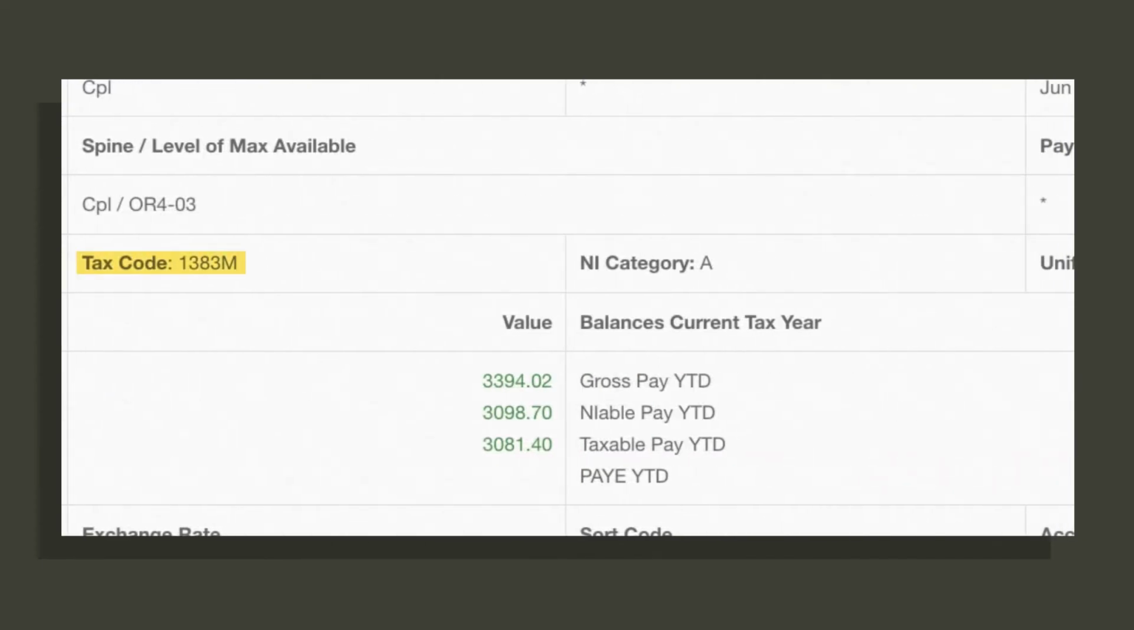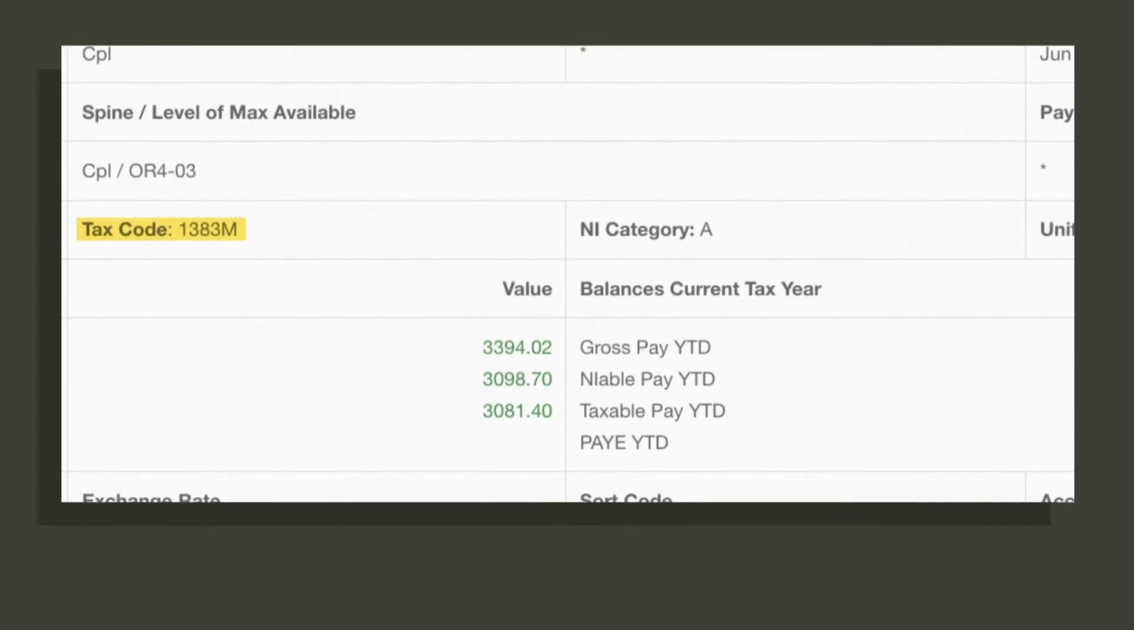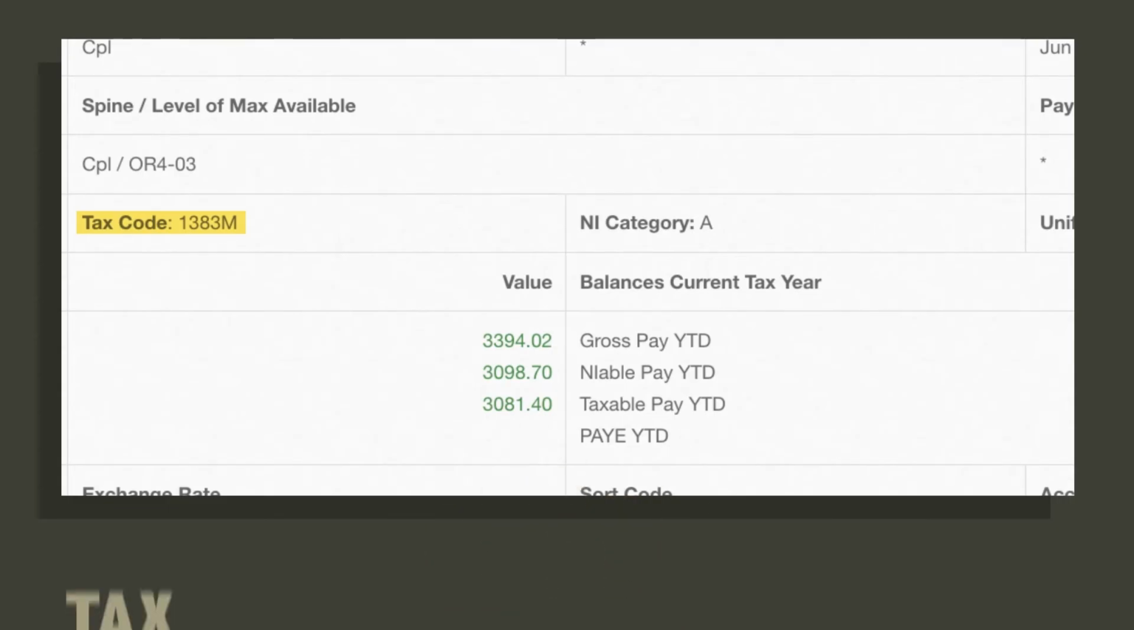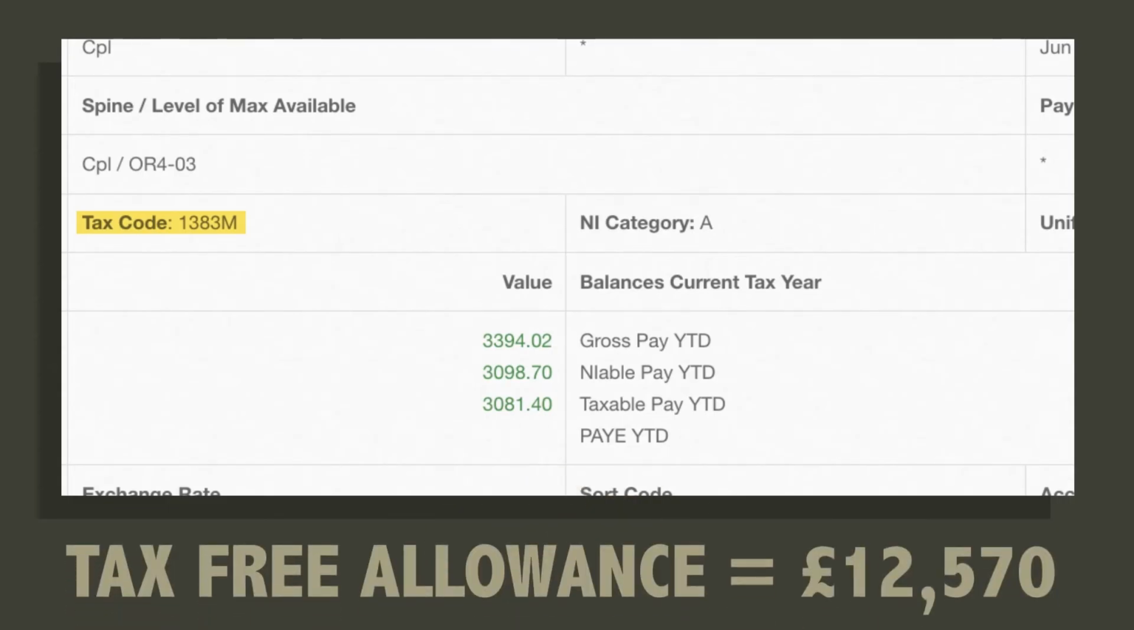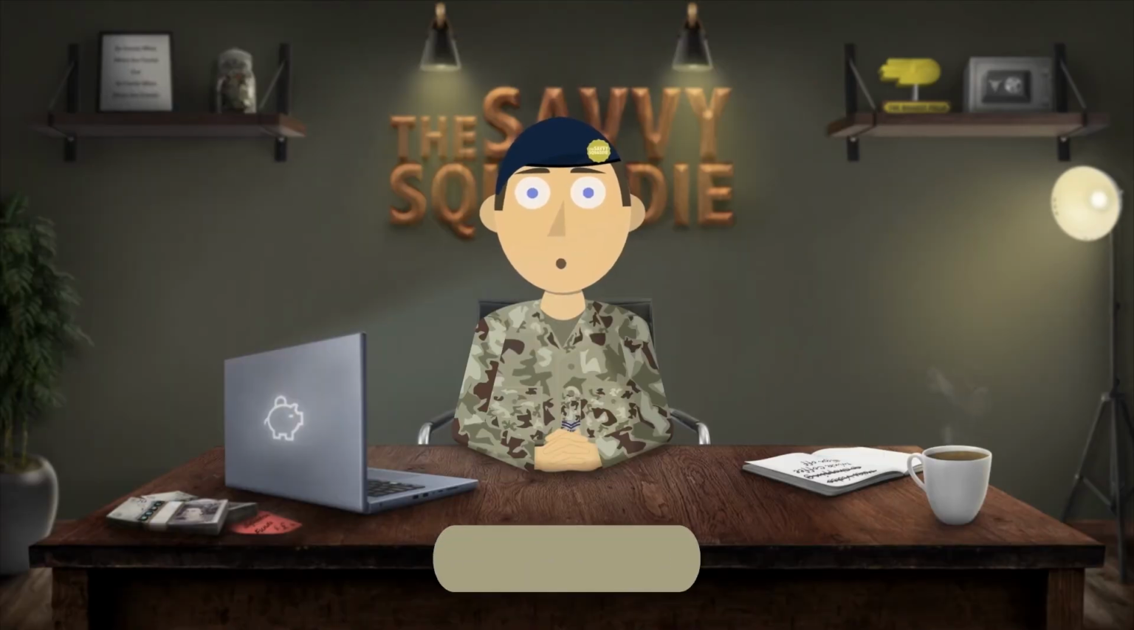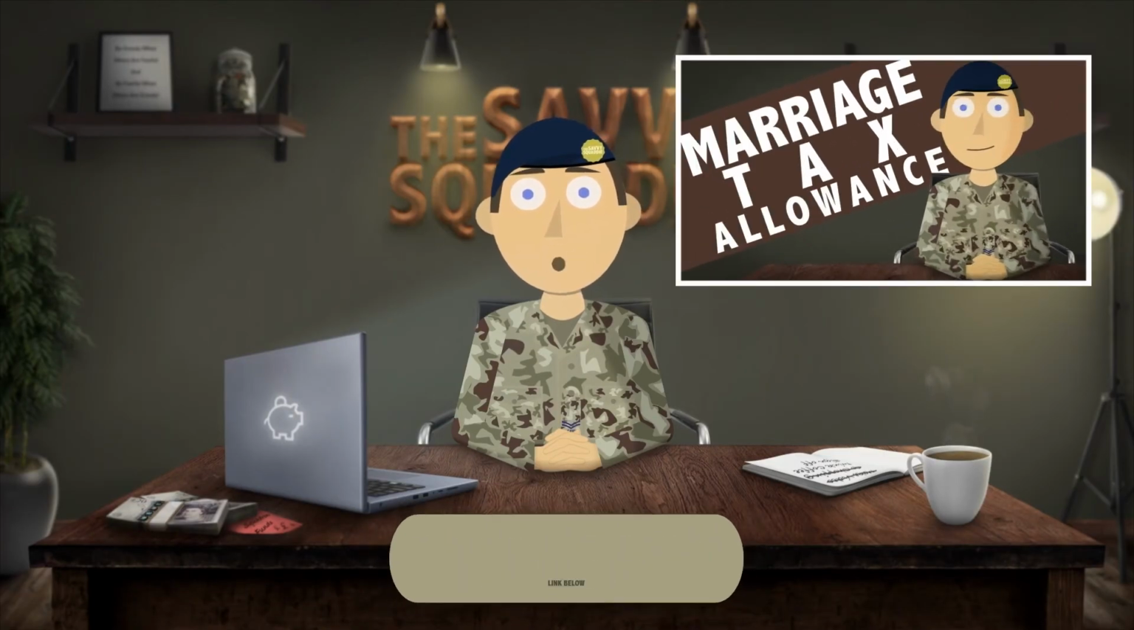Next to that is the tax code, and this can be different for many people depending on certain things. A lot of you might find that yours says 1257L. This is just saying that your tax-free allowance is £12,570, and the L just means that you are entitled to the basic tax-free allowance. Mine is slightly different as I have marriage tax allowance, which gives me 10% of my wife's tax-free allowance and adds it onto mine. This is why my number is higher, and I have an M instead of an L. This keeps an extra £250 per year in my pocket. Watch my video on it to learn more.